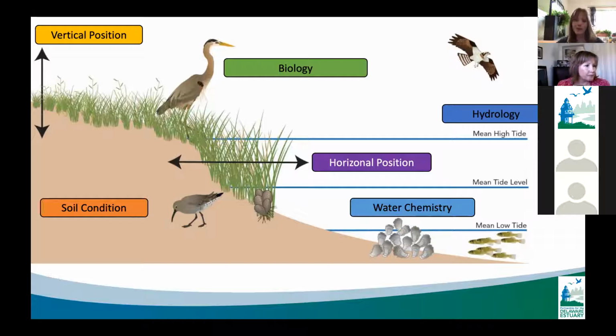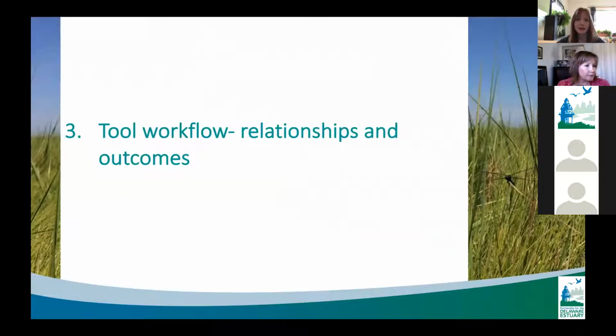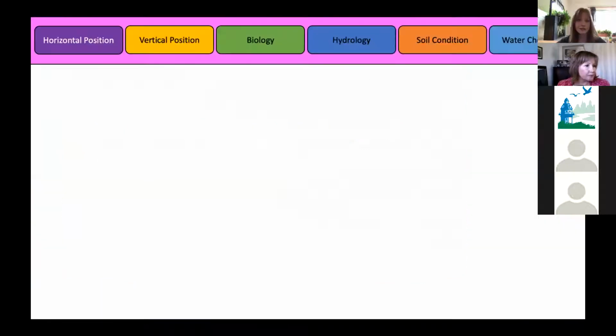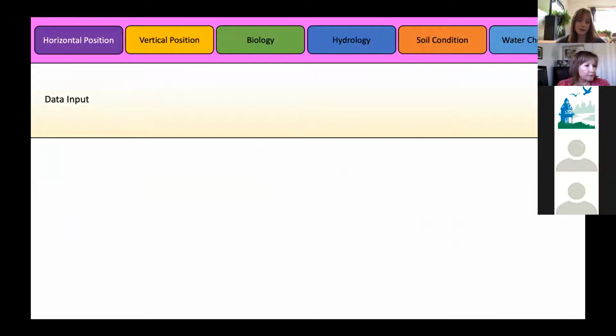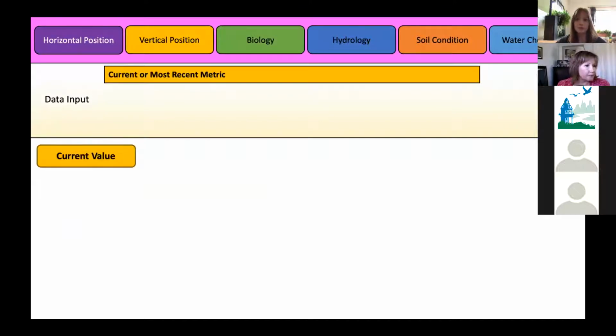So now that we understand our fundamental marsh attributes, I'm going to take you through a more in-depth walkthrough of what you put into WATCH, how WATCH assesses these inputs, and what you get out of WATCH. So as I've described, we have our 6 fundamental attributes laid out here. And for each of these, we're going to input some data. First, we have our current or most recent metric that, as I've described, is measured using an appropriate metric and method. This tells WATCH what is the current state of our site.